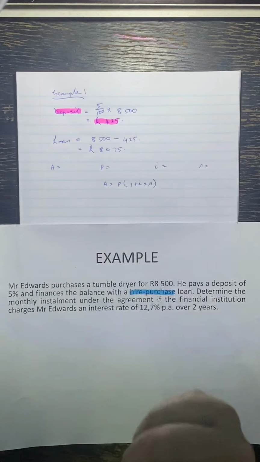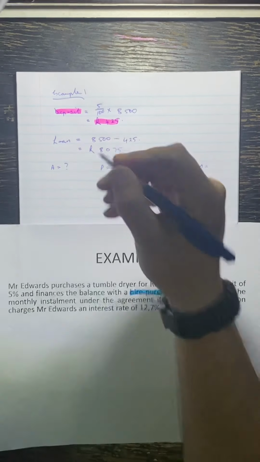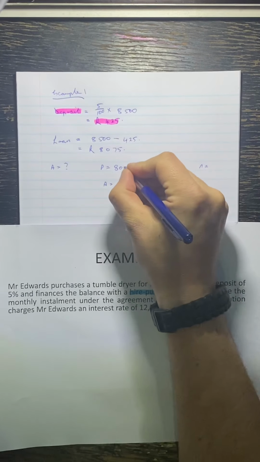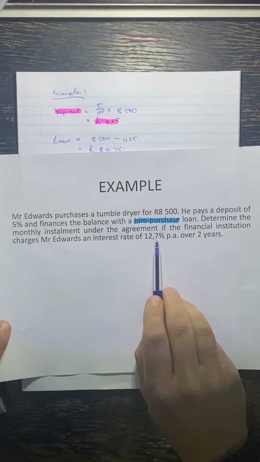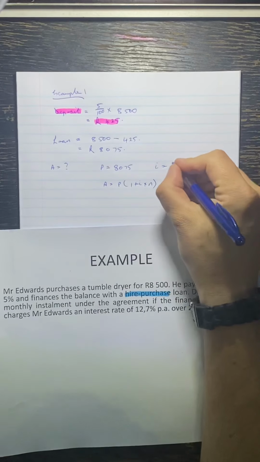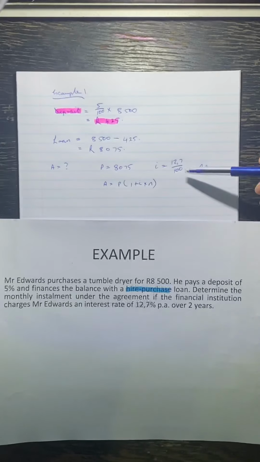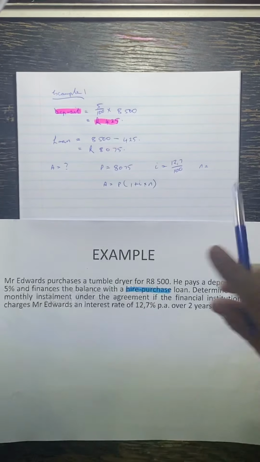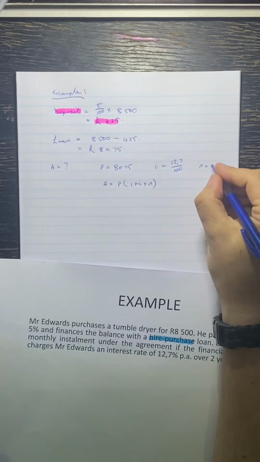Okay, so A, remember, is the accumulated amount. That we don't know, we are going to work that out. The principal amount is whatever the loan amount was, which is 8,075. The interest, they told us here, is 12.7% per annum, so 12.7 over 100. If they give you a decimal like this, guys, just make it whatever the decimal is over 100, and you can just put that on the calculator as is. And then n, remember, is our time period, and it's over 2 years. So n is equal to 2.